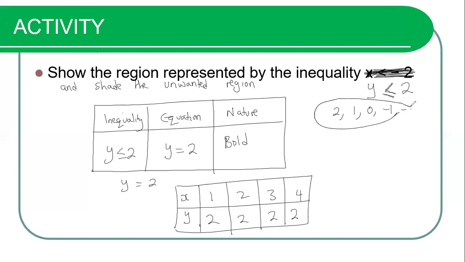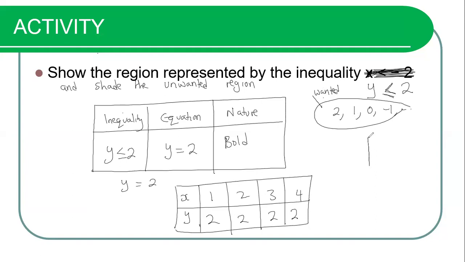Now, these values are what form what we call the wanted region, the useful region. So any region that doesn't have these values is what we call the unwanted region. And when we are showing, we shade the unwanted region.